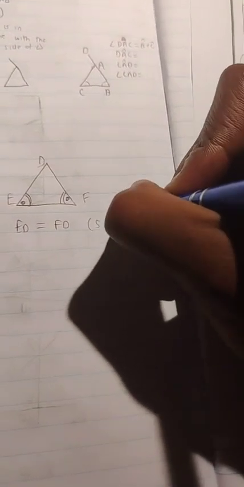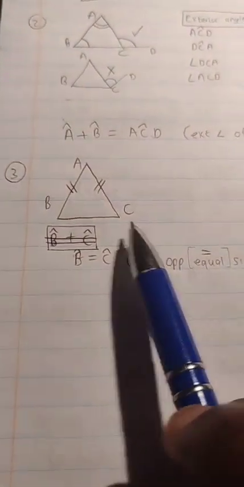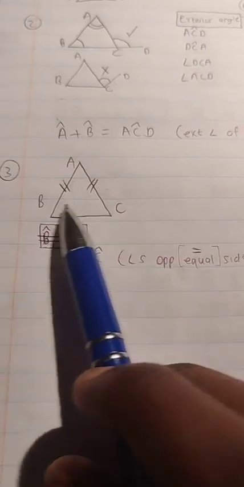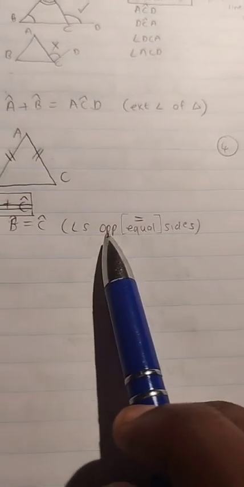Sides opposite equal angles. You see now we are using the reason. It's like the converse or the opposite. In the previous one, we had sides that were equal. We then identified angles that are equal, and we said angle B is equal to angle C. The reason was angles opposite equal sides.